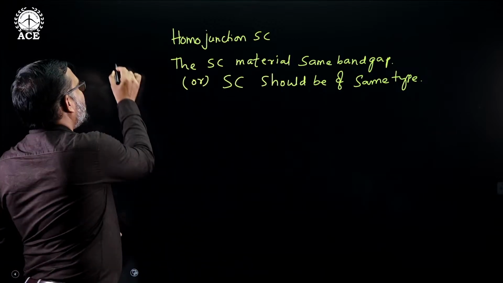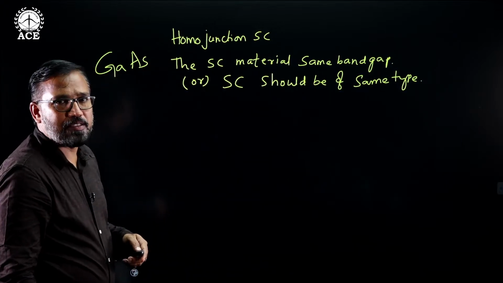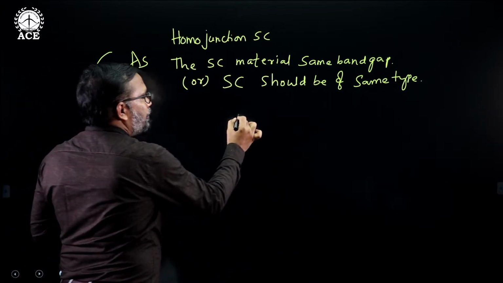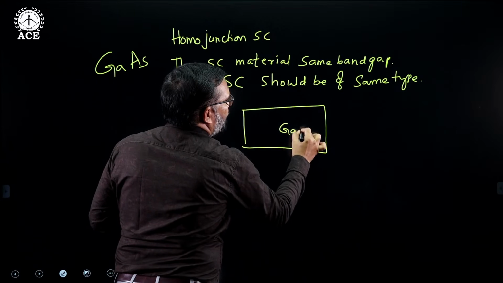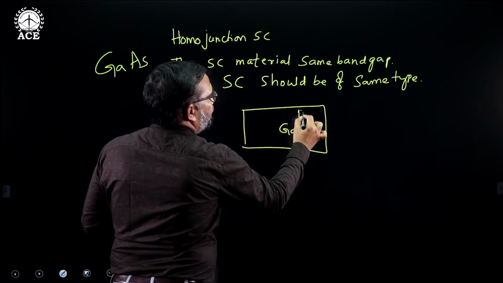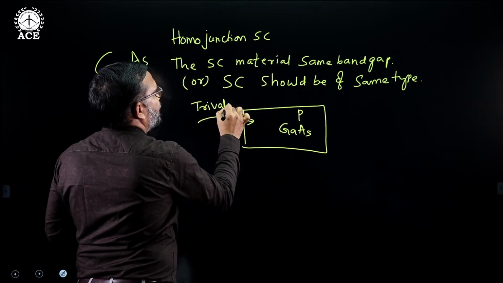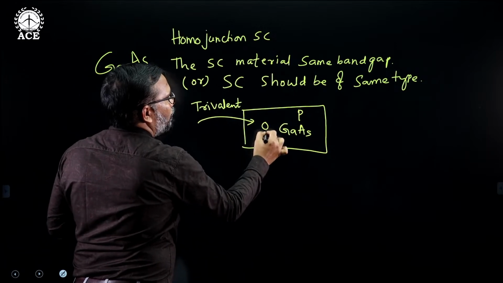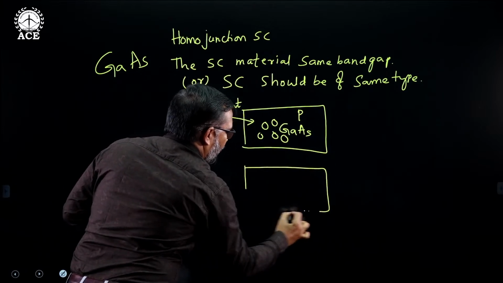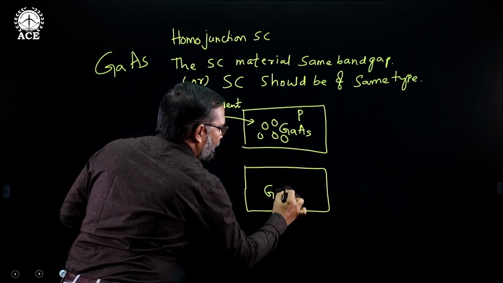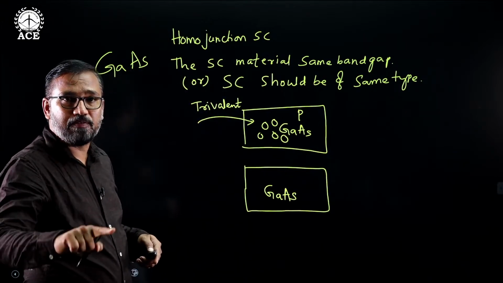For example, which kind of material is suitable here? I already told you, gallium arsenide. Gallium arsenide is the material. Now I am going to use the same kind of material for the p-type. It is gallium arsenide, p-type, which means it is doped with trivalent. Trivalent means valency 3, so you are going to have holes in it. Now another same material I have to use. It is also gallium arsenide. As I said, the p-type material and n-type material should be of the same kind.